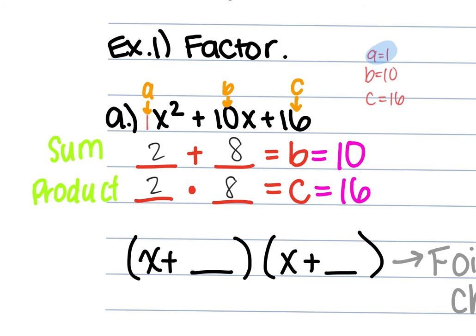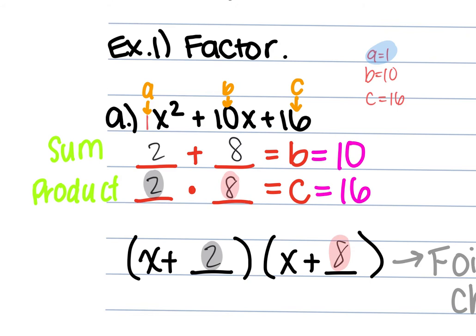So watch. This expression, x squared plus 10x plus 16, factors into x plus 2 and x plus 8. Okay? The 2 is coming from this factor, and the 8 is coming from this factor. Now, since this is the opposite of foiling, right? What do you think would happen if we foiled this? Where we started. Yeah, we would get the original.